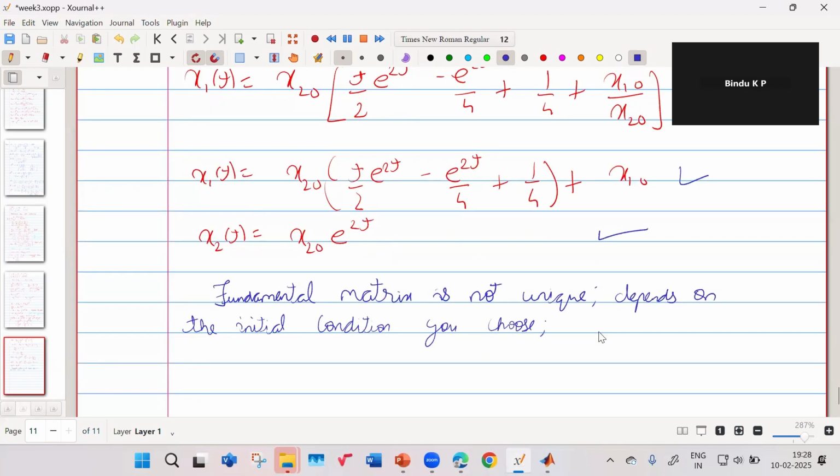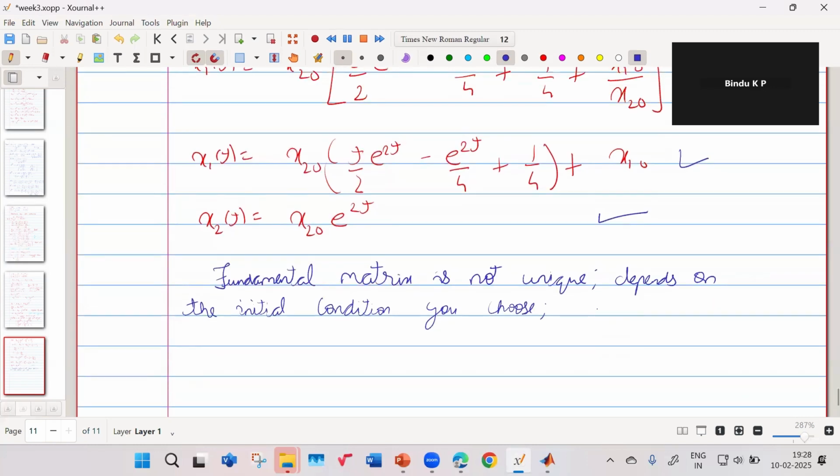Okay, so which initial condition should I choose? Usually, the fundamental matrix is an n cross n matrix, and in our case n is equal to 2. So let me just show by example, then it becomes easier.